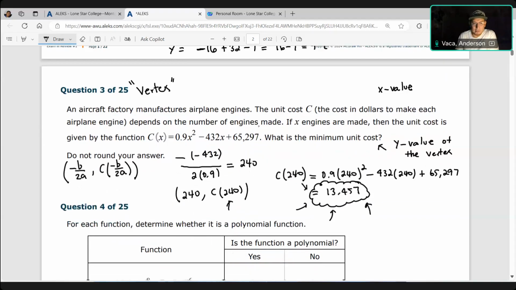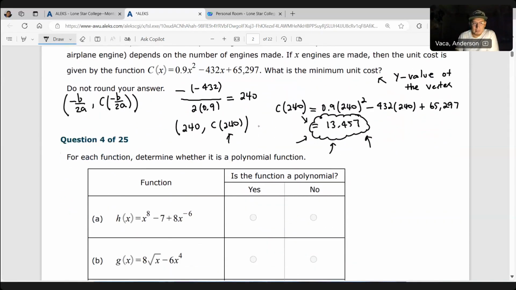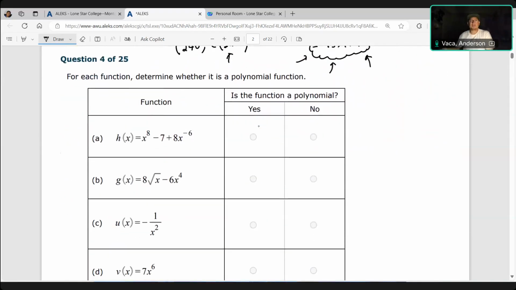Number 4. For each function, determine whether it is a polynomial. Okay, polynomial. It is a sum of terms that looks like so. Let me just do that here. Plus that, plus that, plus, let's put here just a1x plus a.